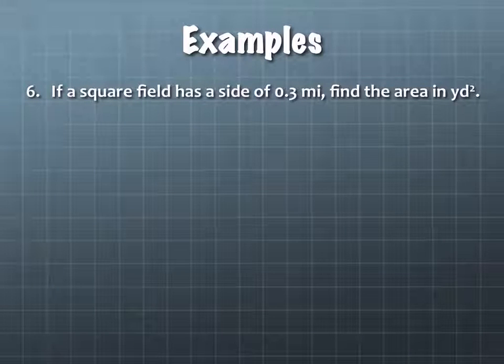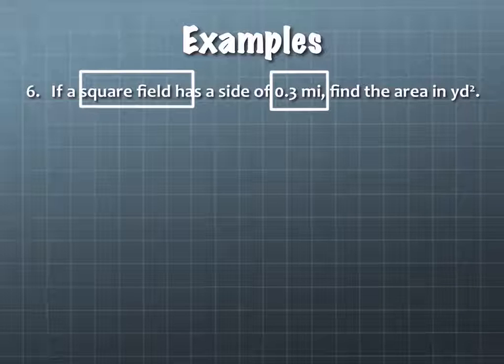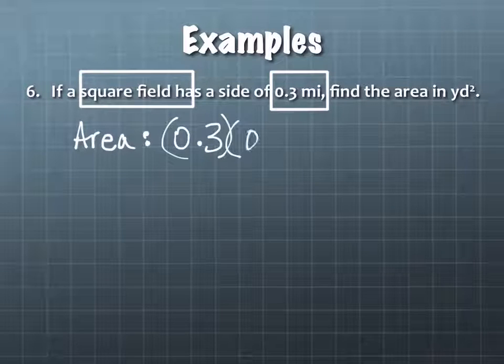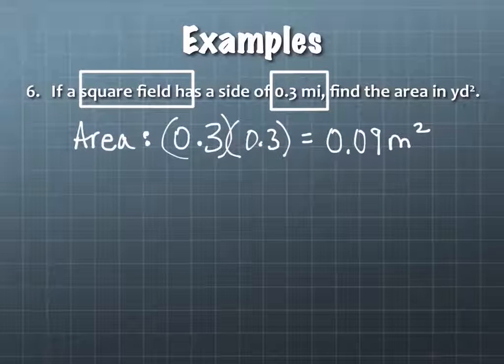Okay, one more example for today. We have a square field that is now 0.3 miles. So again, square field, side length 0.3 miles. So the first thing that we need to do is to find the area. What will the area be for our square? All right, so we'd have 0.3 times 0.3, which is 0.09 square miles.